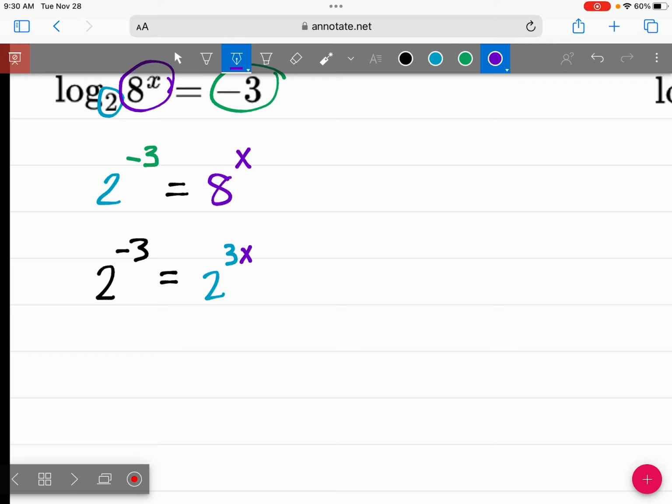See how that one went? So what does x equal? X equals -1. Because the bases don't matter, we're just looking at the exponents. -3 equals 3x, divide both sides by 3, and we get -1 equals x. Okay?